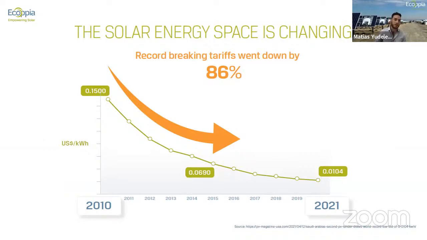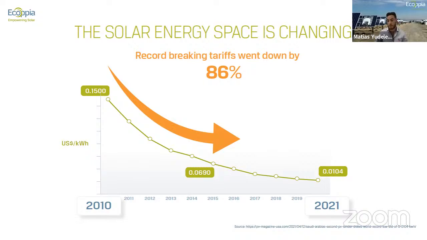As well, we see here that the solar energy space is changing. As Enric also spoke about, I think the most heated topic in our industry right now is the record breaking of tariffs every year. We have seen a decrease of 86% in the tariff being awarded. And this is mostly because of some good reasons, right? We can see that many governments are either scrapping or decreasing the subsidies for solar energy. There is more competition. There is less land available.